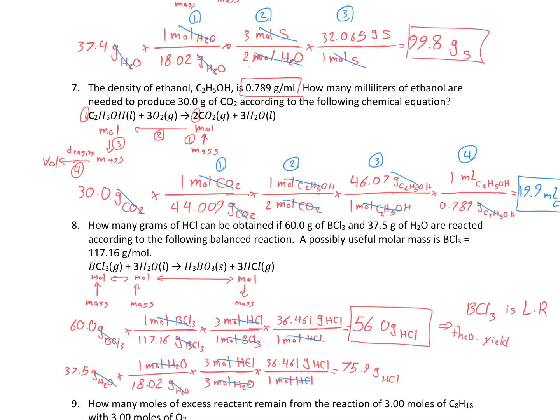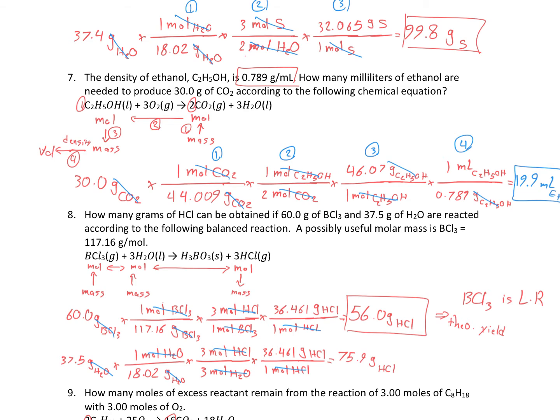Okay, so next question, you have the density of ethanol. How many milliliters of ethanol are needed to produce 30 grams of CO2? So you have the balanced chemical equation, you have the mass of the product, and now you need the volume of the reactant. As I said, stoichiometry is the relationship of the moles in a balanced chemical equation.